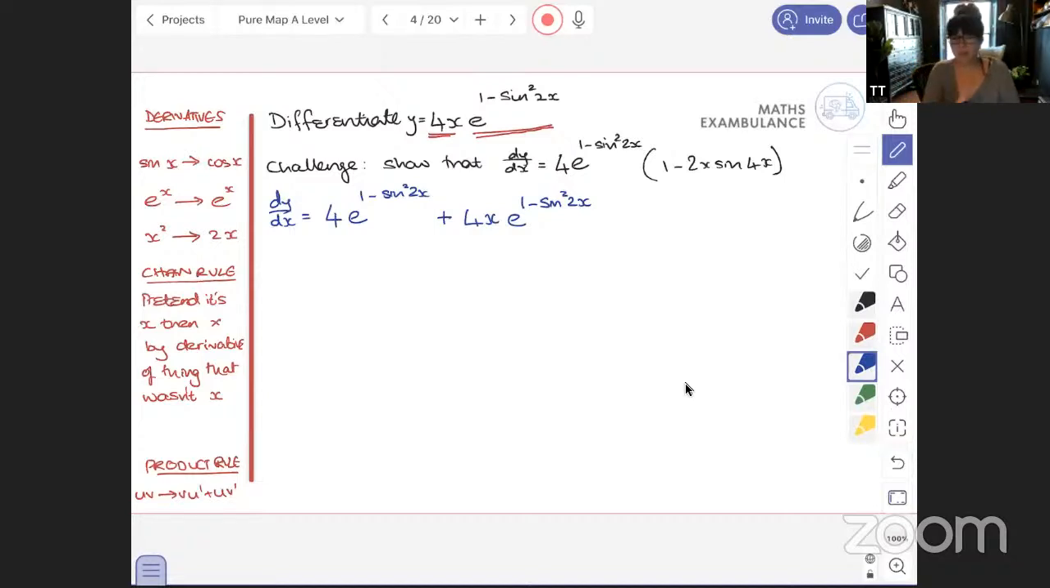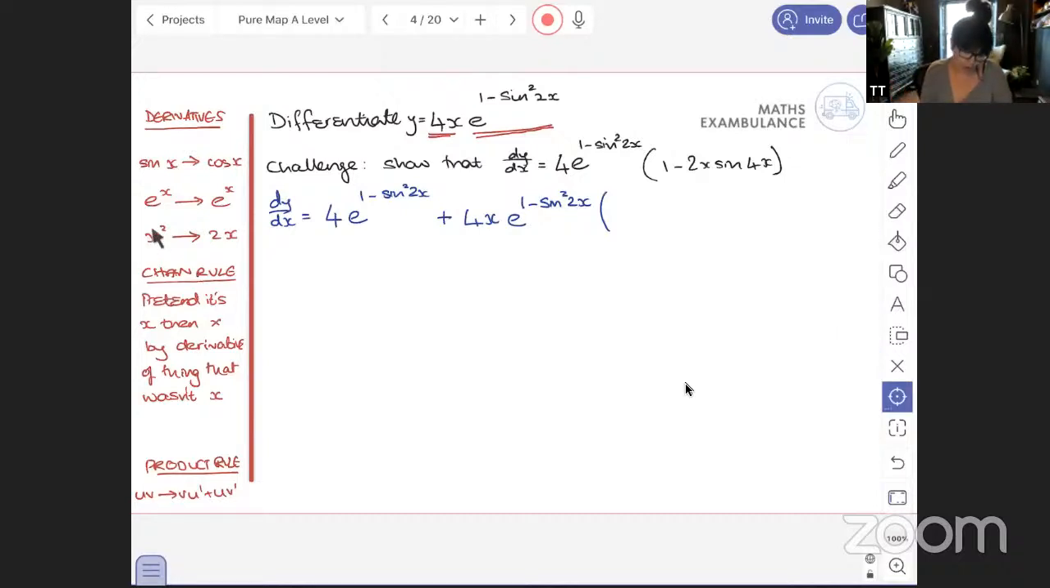But the chain rule says I now must multiply by the derivative of the thing, okay? So now I have to multiply by the derivative of 1 minus sine squared 2x. Because I was lying, it wasn't e to the x, it was e to the some other malarkey up here. But I don't have to think about that until I'm ready to think about it. The derivative of e to the blah is e to the blah.